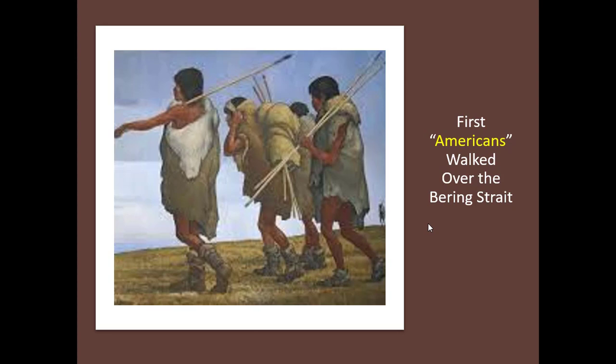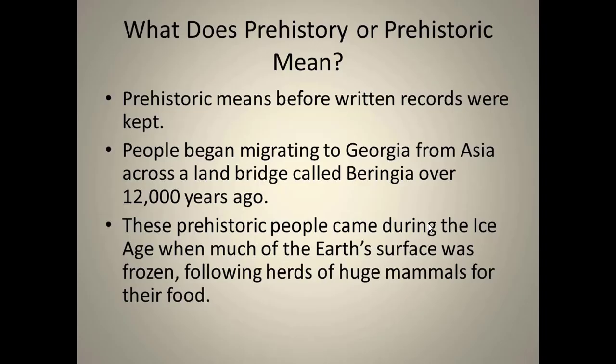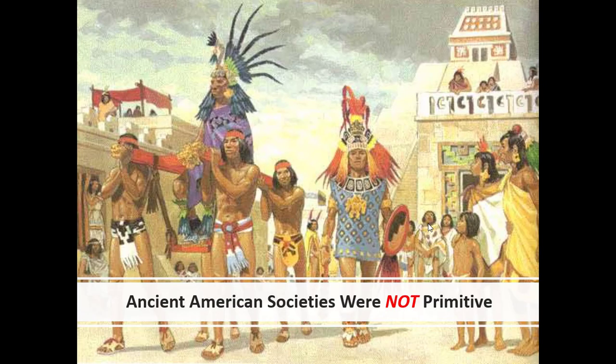But we don't know that much about these people because they're prehistoric, meaning before written records. They didn't write it down. They didn't have that ability. So we rely on modern-day anthropology and archaeology to fill in a lot of blanks for us. And we now have some evidence of some pretty sophisticated societies. So the bottom line, and the most important thing to take from this lecture, is that these ancient American societies were not primitive. They were vibrant, quite modern for their time, societies existing in what they called the New World.